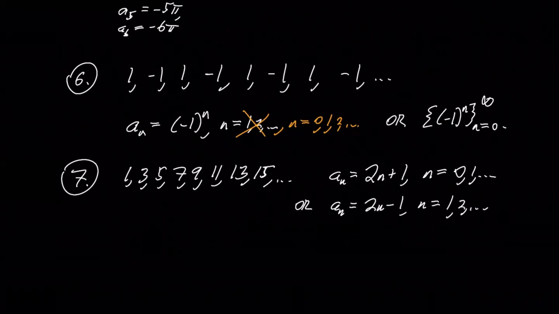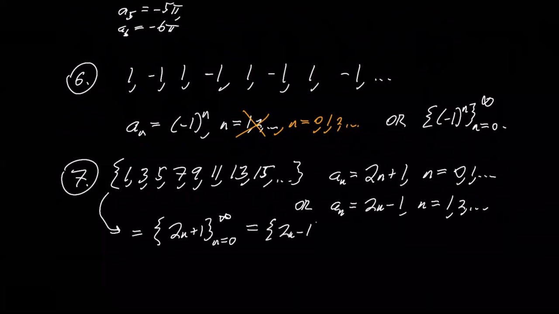So this sequence, which I really should give as a set, you could say equals the set 2n plus 1, n equals 0 to infinity, or it equals 2n minus 1, starting from n equals 1 to infinity. If you keep plugging in the numbers, if you plug in 0 for n, you get 1. If you plug in 1, you get 3. If you plug in 2, you get 5. If you plug in 3, you get 7. And so 2n plus 1 or 2n minus 1 is a nice way to list the odd numbers.